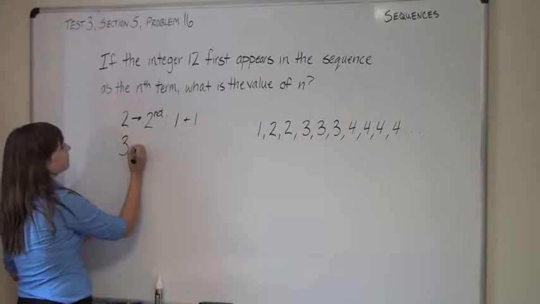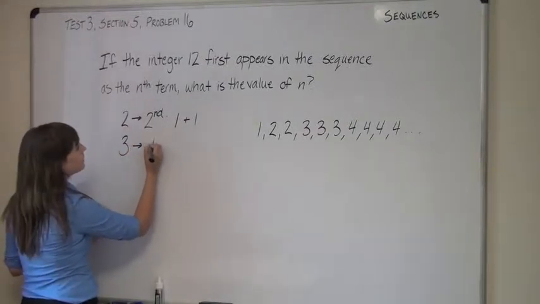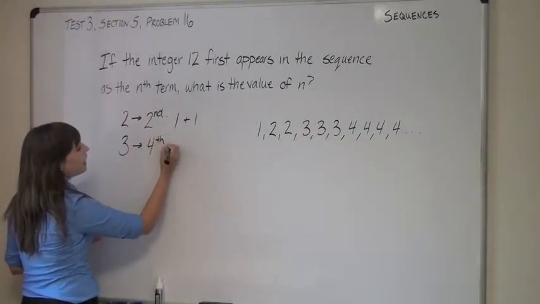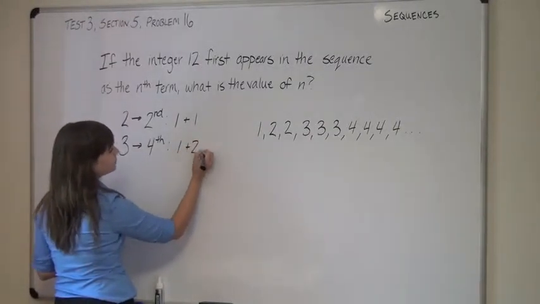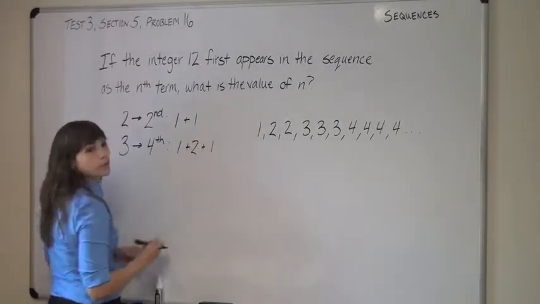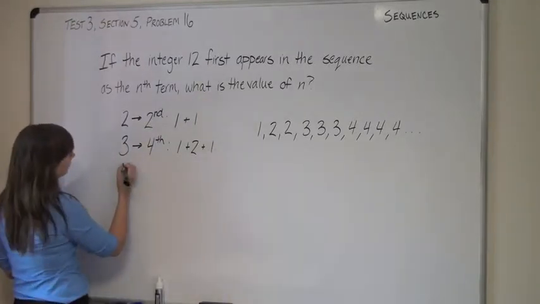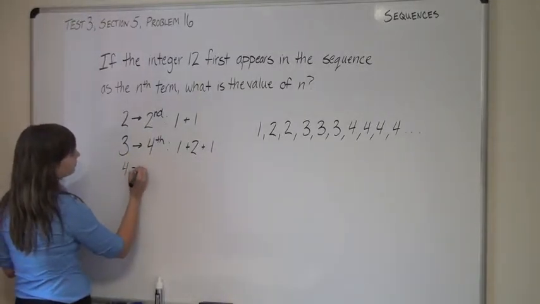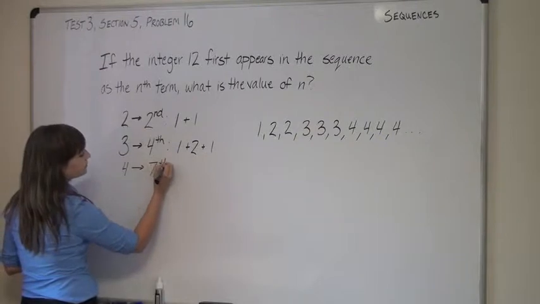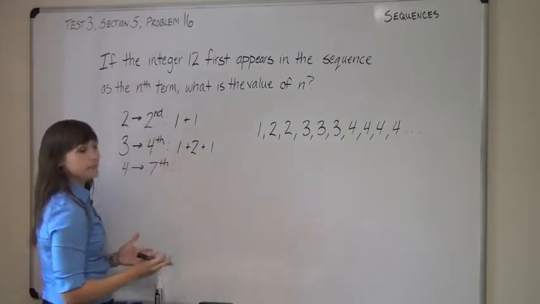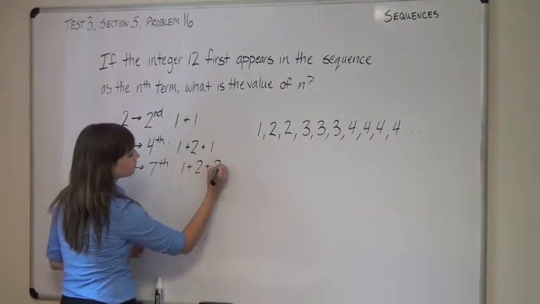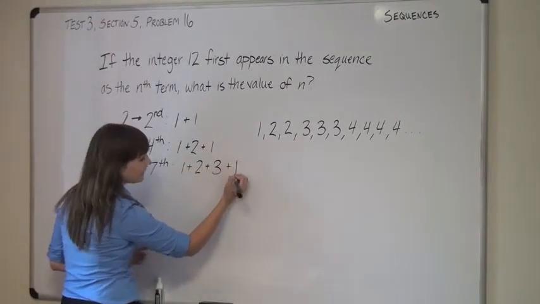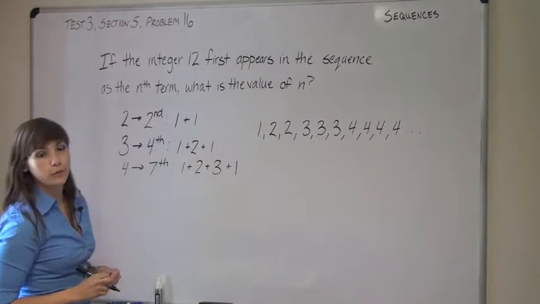The integer 3 first appears as the fourth term. How can I break that down? There's 1, 1, 2 2s, and then the very next term will be your first 3. The integer 4 first appears as the seventh term. How can I break that down? There's 1 1, 2 2s, 3 3s, and then the very next term is going to be your first 4.